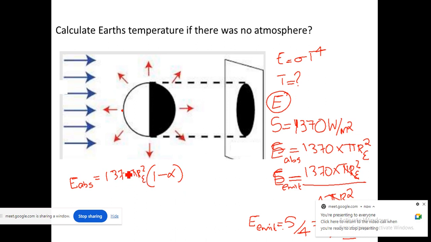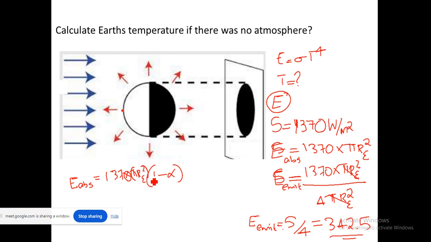Out of the coming amount, that is 1370, the total amount received is 1370 into pi r e square. Out of this, 30% is being reflected. So only the remaining 70% is being absorbed by the earth. That is accounted by 1 minus alpha, where alpha is the albedo of the earth, which is 0.3. So only this much amount is being absorbed. So that's how we account for E absorption.